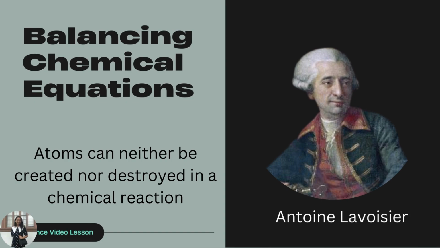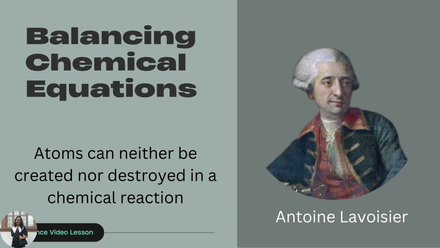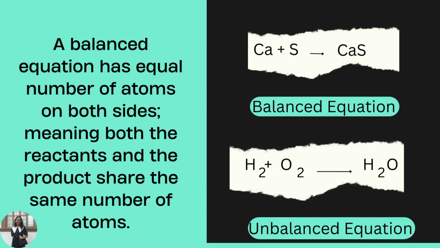This is Danica and my topic is balancing chemical equations. Based on Antoine Lavoisier's law, atoms can neither be created nor destroyed in a chemical reaction. Therefore, equations must be balanced. A balanced equation has an equal number of atoms on both sides, meaning both the reactants and the products share the same number of atoms. An example here is a balanced equation.